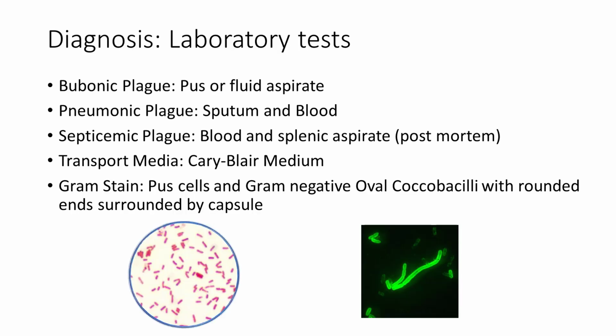Lab diagnosis of plague. For bubonic plague, send pus or fluid aspirate to the lab for staining and culture. For pneumonic and septicemic plague, send sputum and blood. The transport media used for plague is Carey-Blair medium. Gram stain of the sample shows pus cells and gram-negative oval coccobacilli with rounded ends that can be surrounded by a capsule.